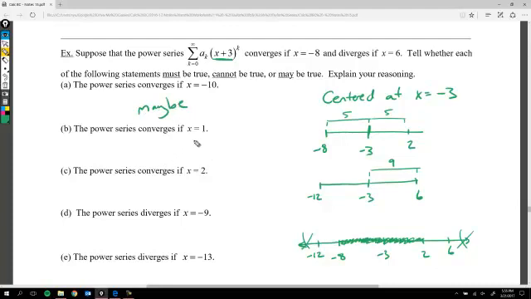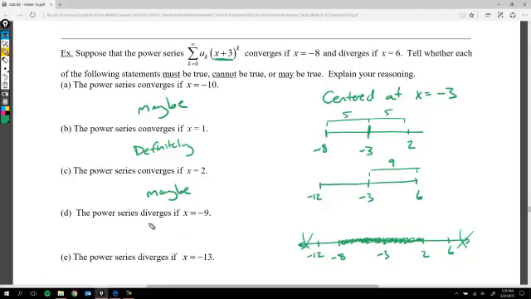Okay, then it asks if I converge if x equals 1. Well, 1 falls between -8 and 2. That falls in my radius of convergence, so that's a definitely yes. Okay, converges if x equals 2. Well, remember, 2 is on the outskirts of my radius. I'm actually not sure because it's an endpoint, so that's a maybe. Normally you would test those endpoints.